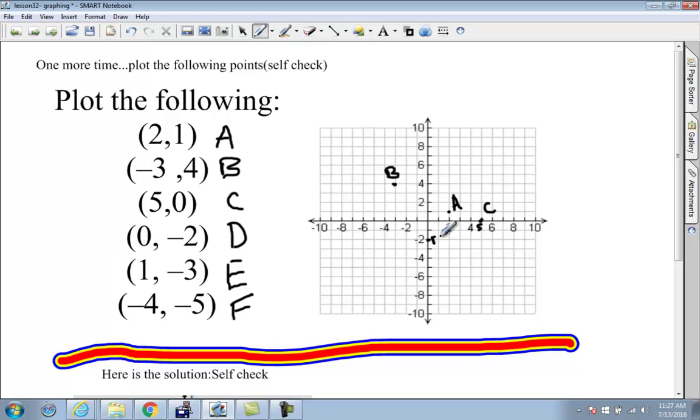That's point D. So you'll get real comfortable with sort of doing that in your head eventually. 1, -3. That means right 1, down 3. Okay. So I'll go right 1, down 3. And that'll be point E. And then -4, -5. So that's back 4, down 5. That's the way I like to think about that. And that's F.